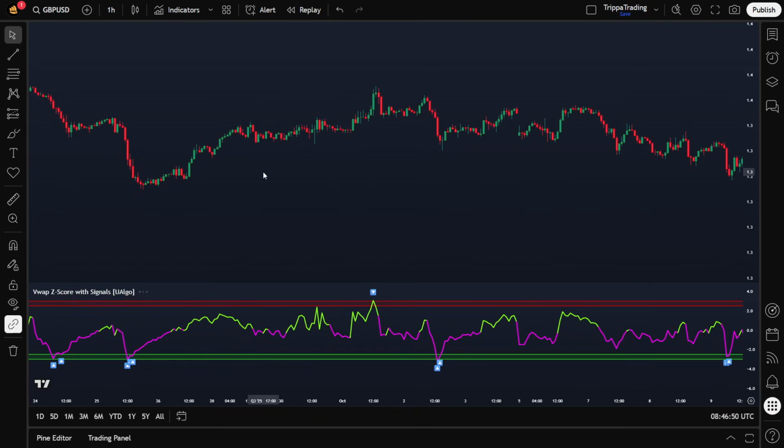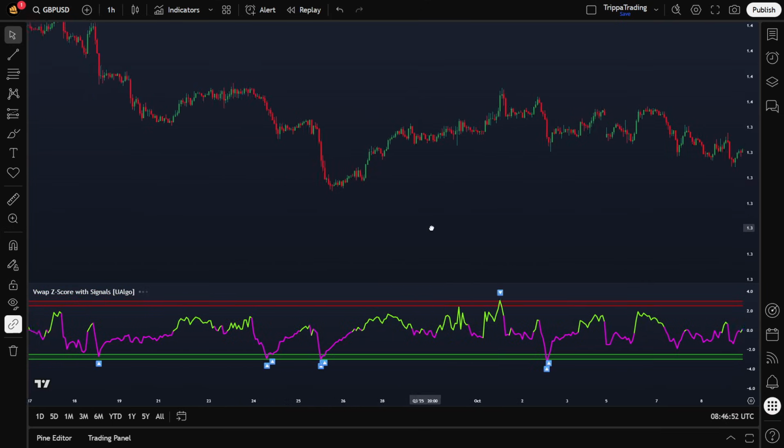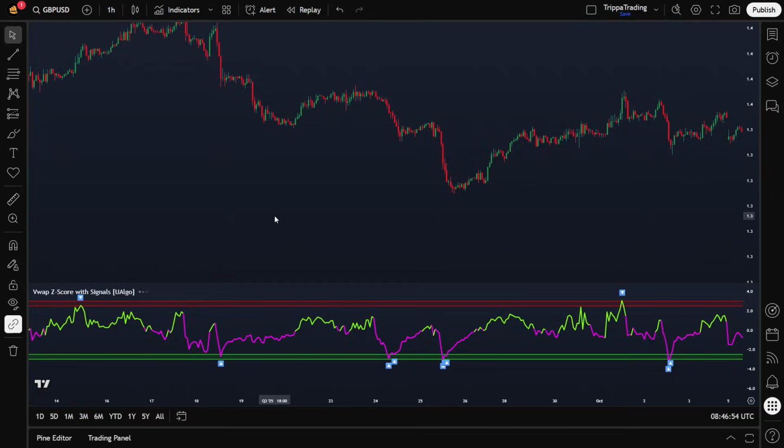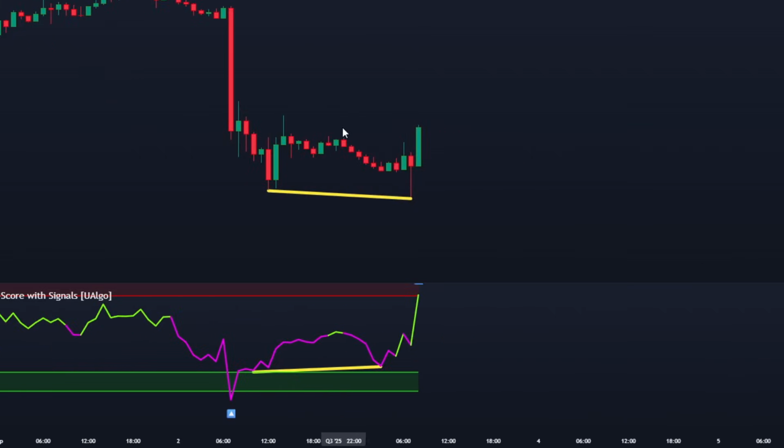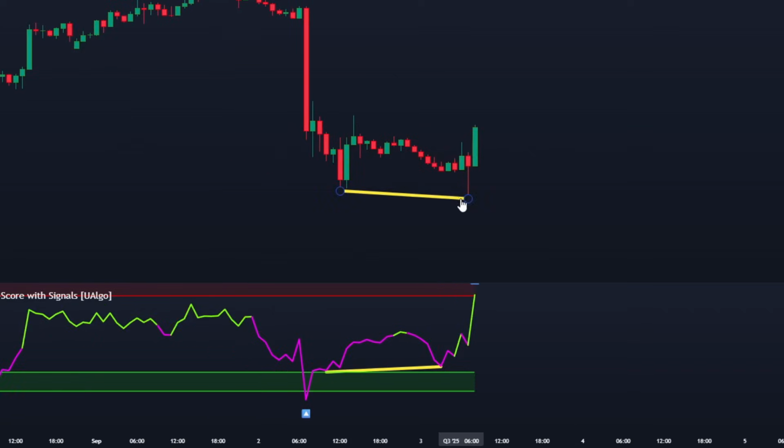Now, there are two main ways to trade with this indicator: divergence setups and pullback setups. Let's start with divergence trading. A divergence happens when price and the indicator move in opposite directions. For example, let's say the price forms a new lower low, but the Z-score forms a higher low. That means while the market looks weak, the selling momentum is actually fading, and that's often the start of a reversal.